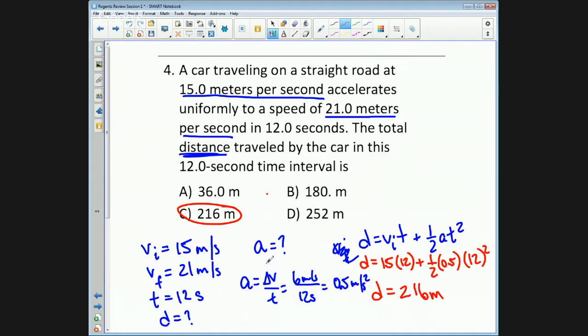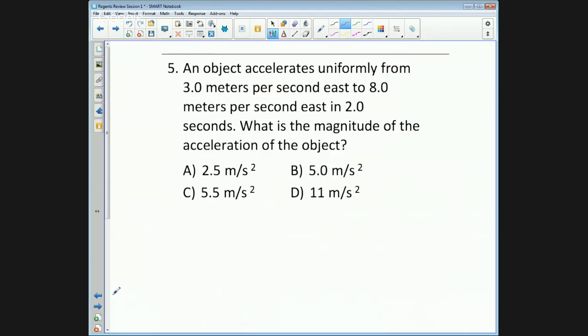So for this problem, this is a time-consuming problem because it's a two-step problem. You have to solve for the acceleration first, then the distance. No matter what formula you use from the reference table, you have to figure out the acceleration. So even if we use this formula, V_f squared equals V_i squared plus 2ad, we have everything here except for the acceleration. You need to solve for the acceleration. Okay, let's move on to the next one.